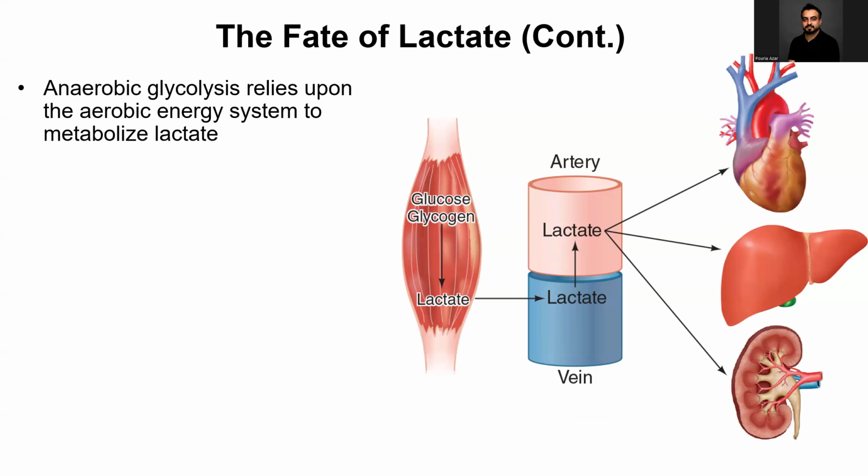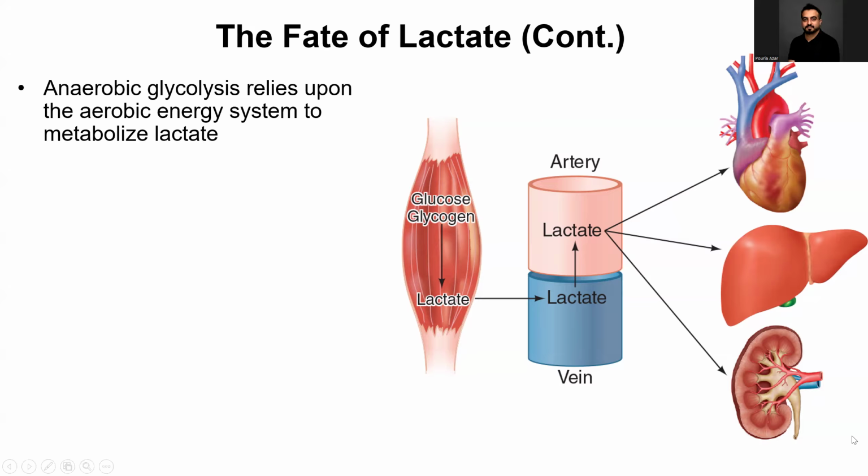So anaerobic glycolysis relies upon the aerobic energy system to metabolize lactate. Just like the creatine phosphate, remember we talked about the creatine phosphate shuttle, which was depending on the aerobic energy system. So in the anaerobic glycolysis, in order to metabolize lactate, we use the aerobic energy system.